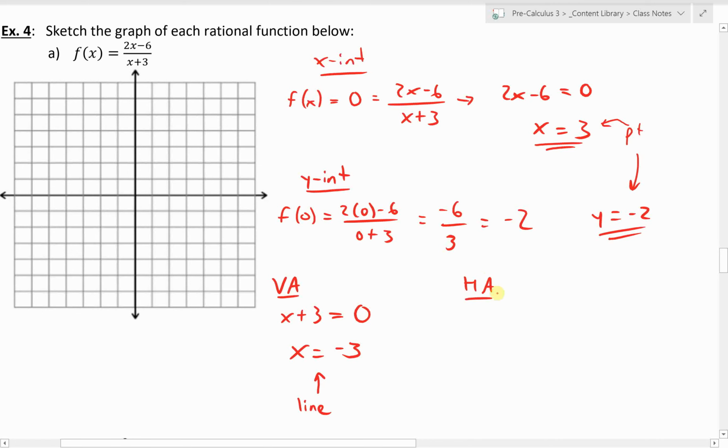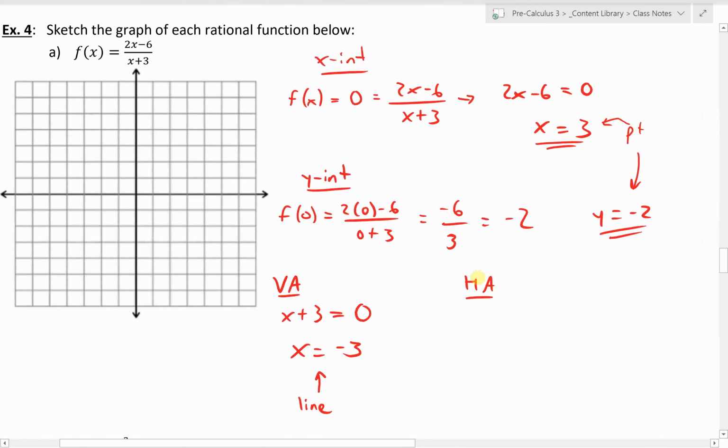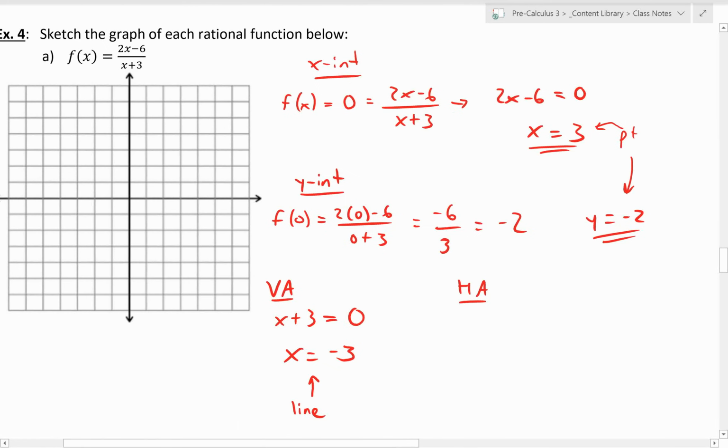And then we have to find our horizontal asymptote. The rules were all based on comparing n and m, where n and m are the degrees of the numerator and denominator. So n is the degree of the numerator, m is the degree of the denominator. When the degree of the numerator is bigger, we have no horizontal asymptote. When the degree of the numerator is smaller, the horizontal asymptote is y equals 0. And when the degree of the numerator and the denominator are equal, the horizontal asymptote is the ratio of the leading coefficients.